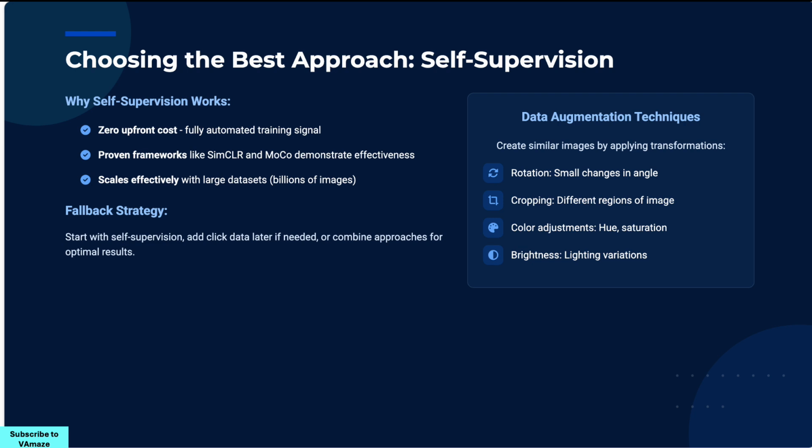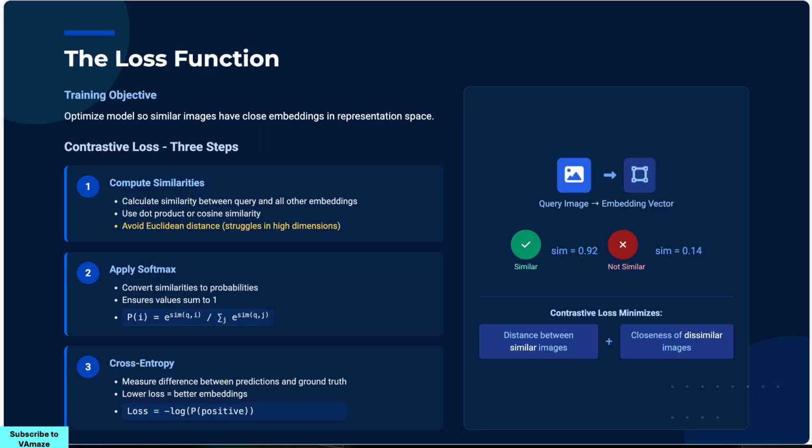Loss function. Once we have our training data, we need a loss function to guide the learning process. The goal is to optimize the model so similar images have embeddings close together in the embedding space. Contrastive loss functions work in 3 steps. First, we compute similarities between the query image and all other images in the training example. We typically use dot product or cosine similarity. These work well in high dimensions. We avoid Euclidean distance because it suffers from the curse of dimensionality.